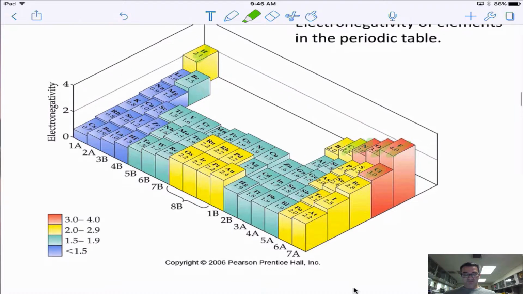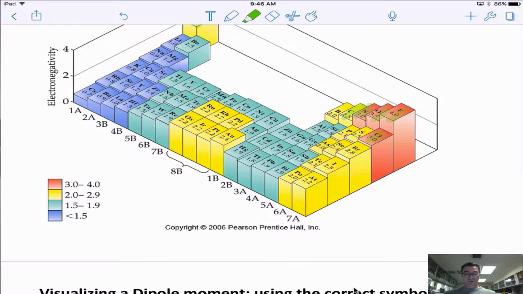Now, something else I want to bring out about a polar bond is it's sort of like a continuum. It's not where you just have, this is polar, this is not polar when we look at a bond.